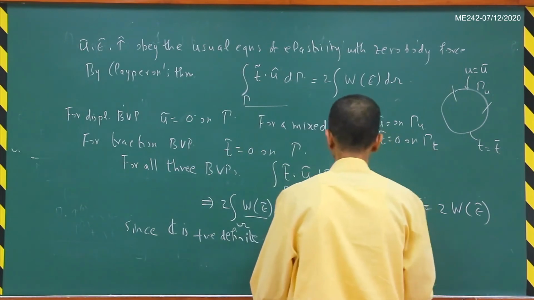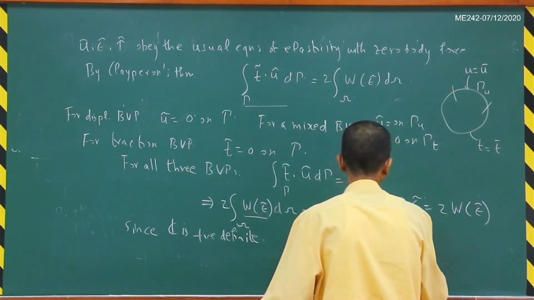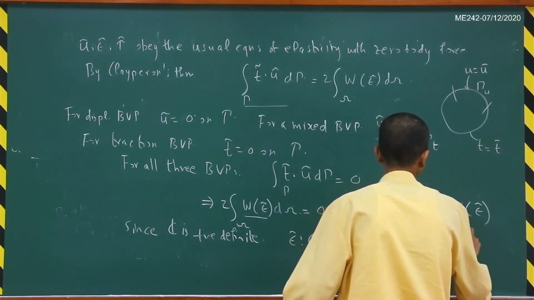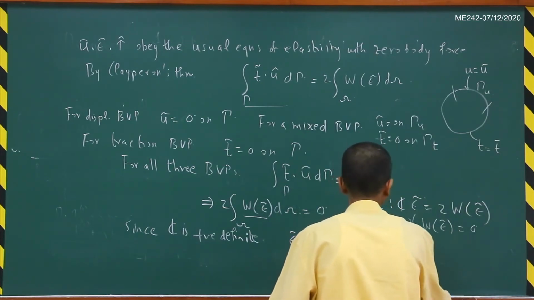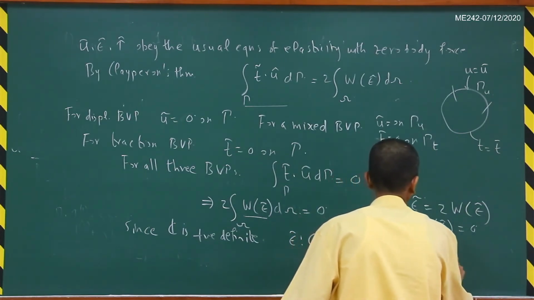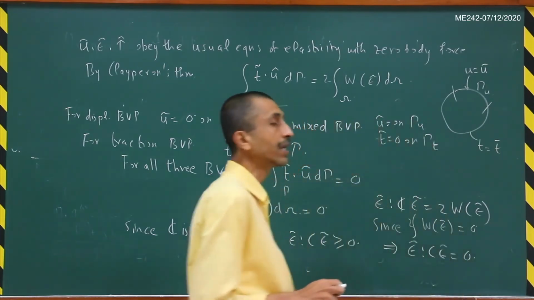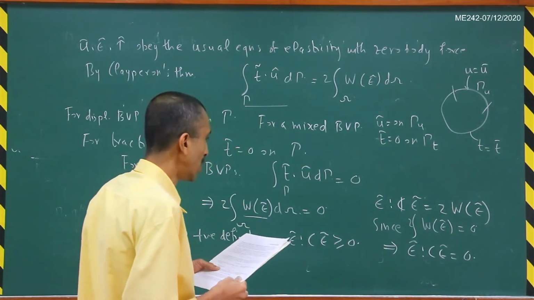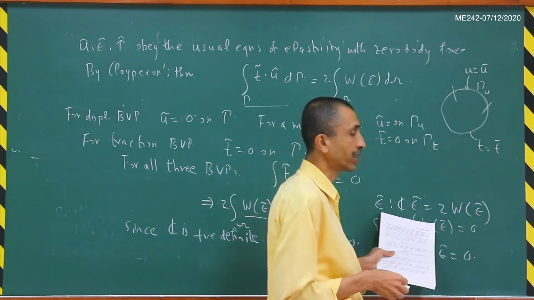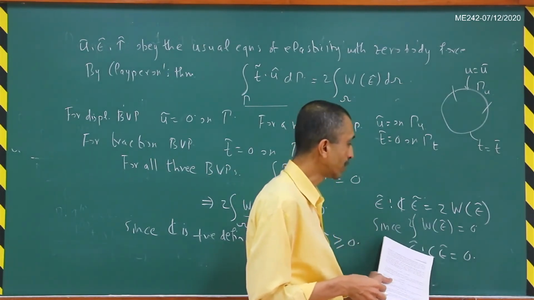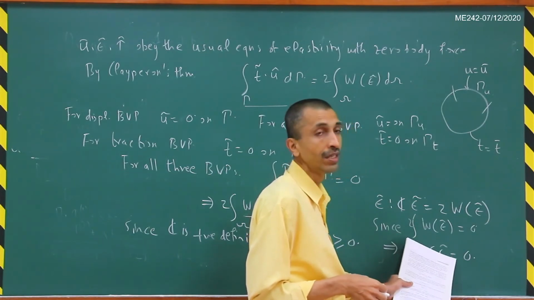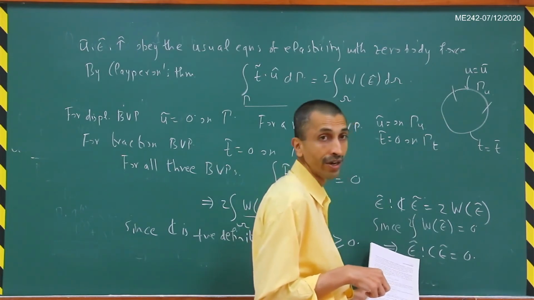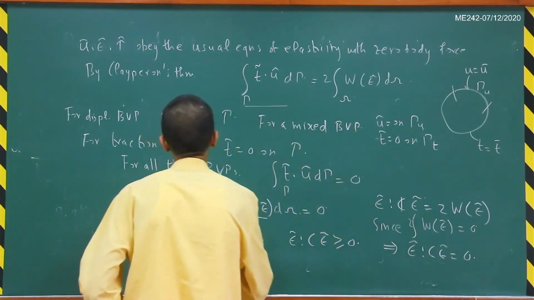So that means the integrand must also be 0, correct? Since the integral of W of epsilon tilde is equal to 0, this implies that epsilon tilde times C times epsilon tilde is equal to 0. The integrand must also be 0 here. Now remember, what is the definition of positive definiteness? Since C is positive definite, this quantity will be greater than or equal to 0, and it is equal to 0 if and only if epsilon tilde is equal to 0. Correct? So let us write that down here now.